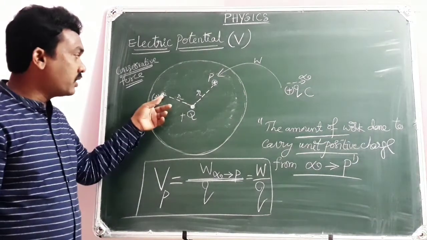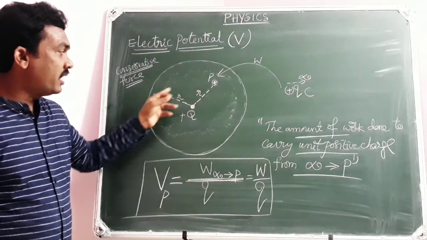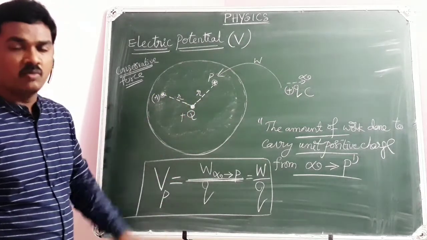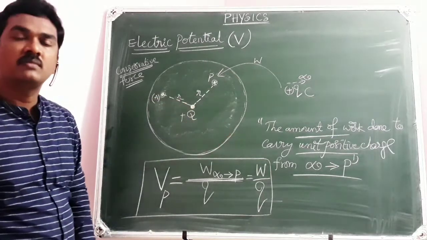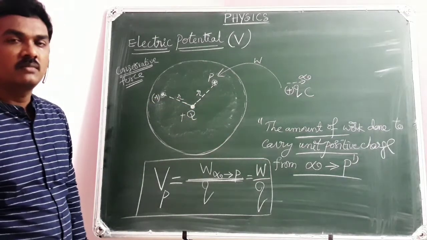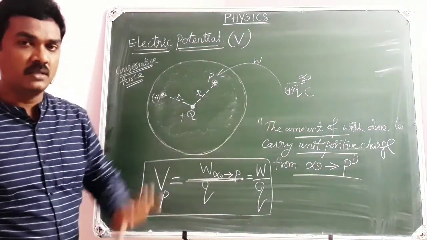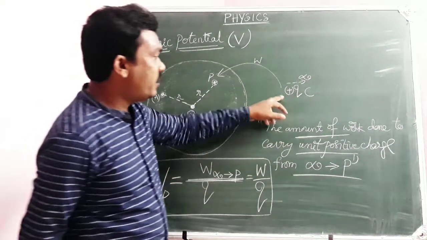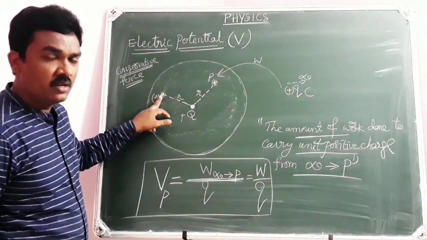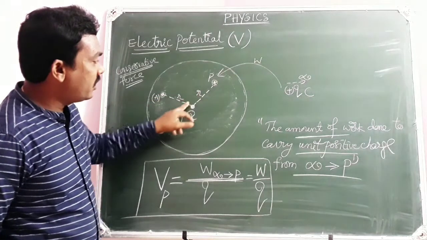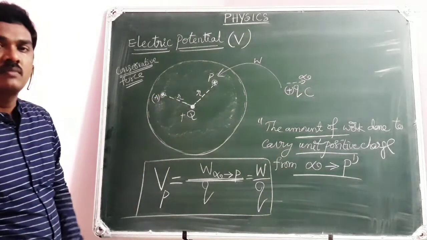So then what is the electric potential at A? It will be the same as at P, because both P and A are equidistant from Q. So P and A will be at the same potential. Remember that. Because work done is independent of the path, whether you take from infinity to P or from infinity to A, both are equidistant from Q. That's why the potential at P and A will be the same.